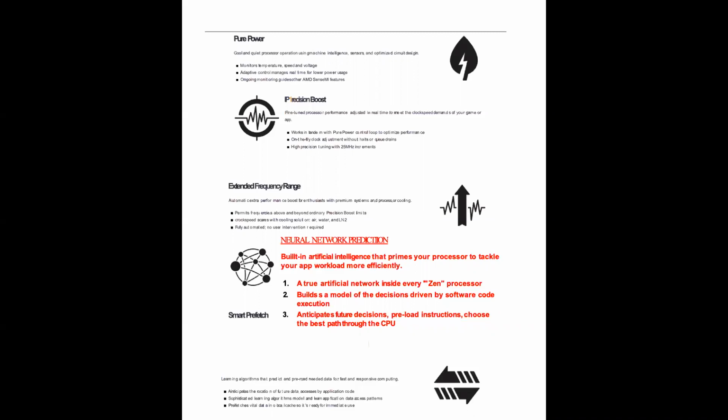Next slide. So it's worth noting here that there's a neural network in this. It builds a model of the decisions driven by the software code execution and optimizes what's going on based on learning what's been executing. And then it anticipates future decisions, preloads instructions, and chooses the best path for the CPU. So that's not a trivial thing. That is a new thing to be putting in these processors.